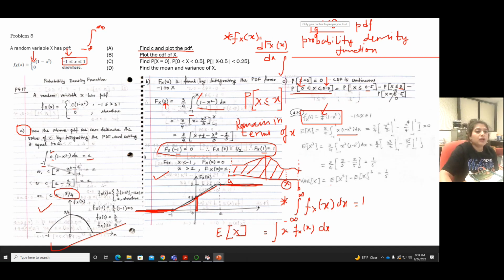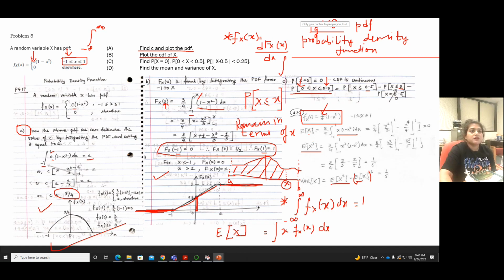In order for you to calculate the variance, you need E of X squared and E of X whole squared. So this is E of X whole squared. E of X you already have. E of X whole squared is obviously again 0 because E of X is 0. All you need to do is to find out E of X squared.